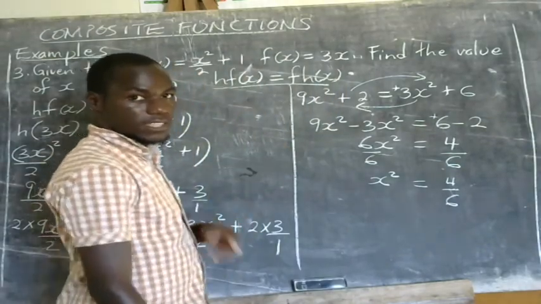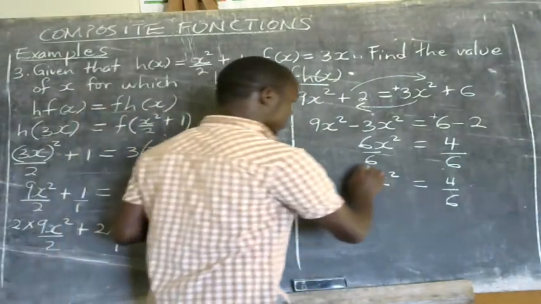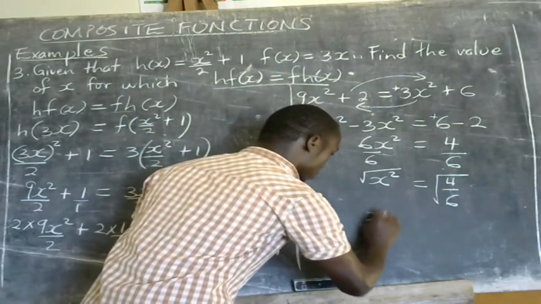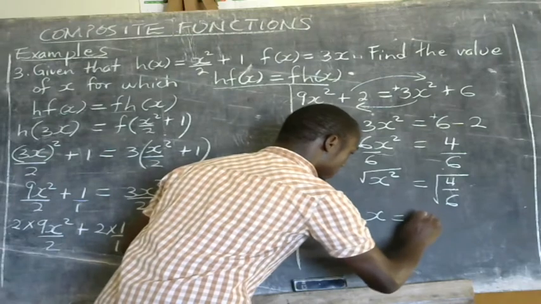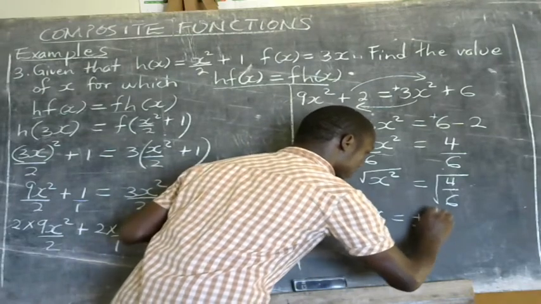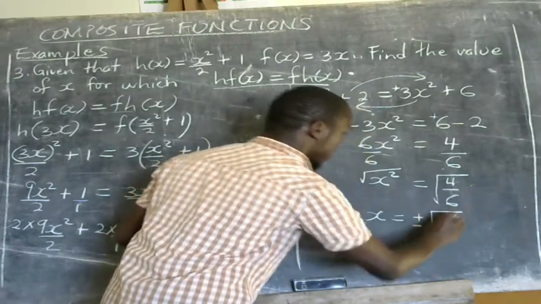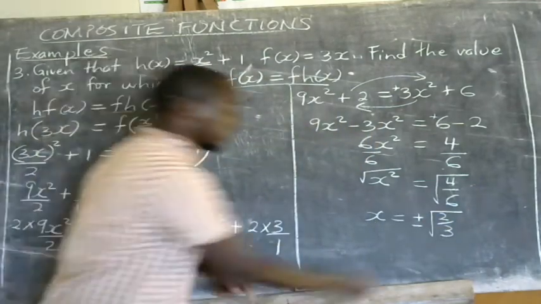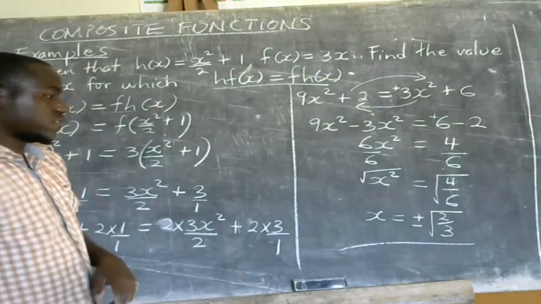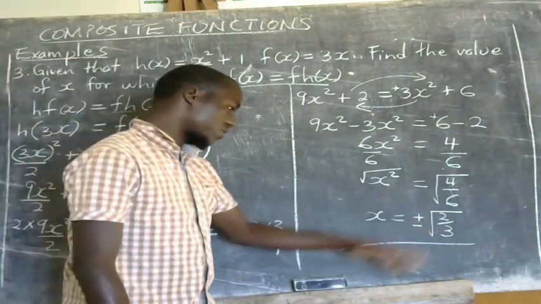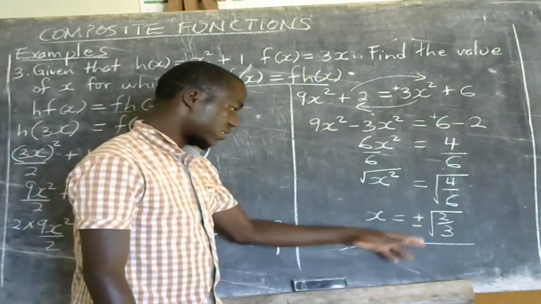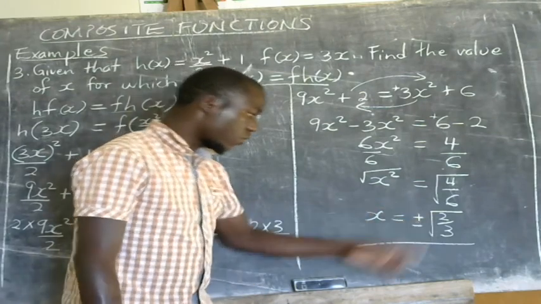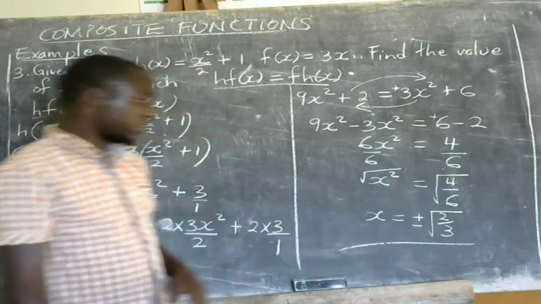Then now I can take the square root of both sides. Square root that way, square root that way. So this is going to be x is equal to plus or minus the square root of, when I simplify here, 2 all over 3. So those are the two values of x. You can either use the calculator and write the values to 2 decimal places, or you can leave it like that.